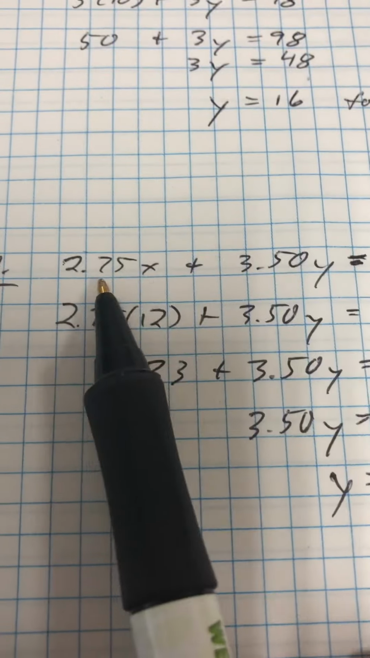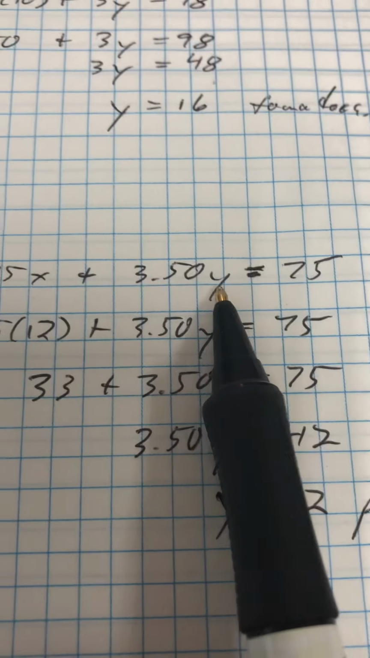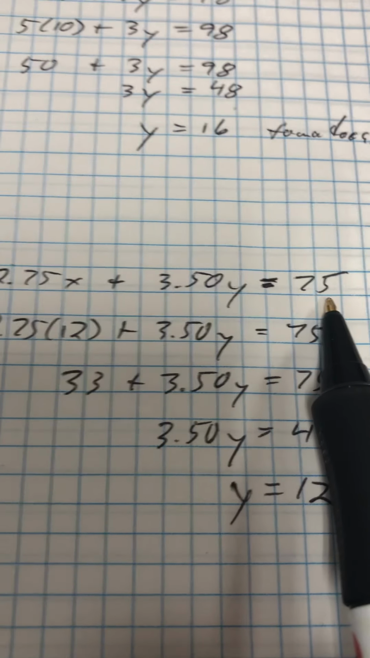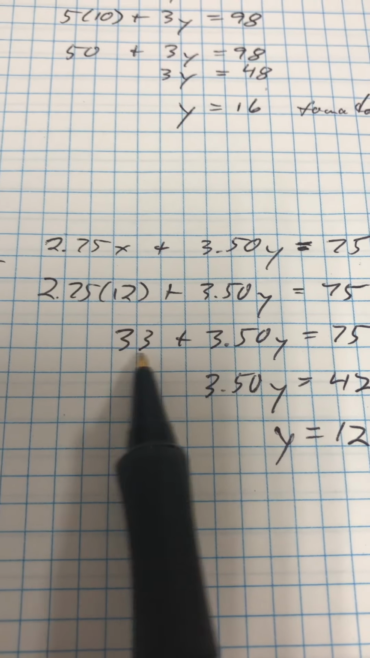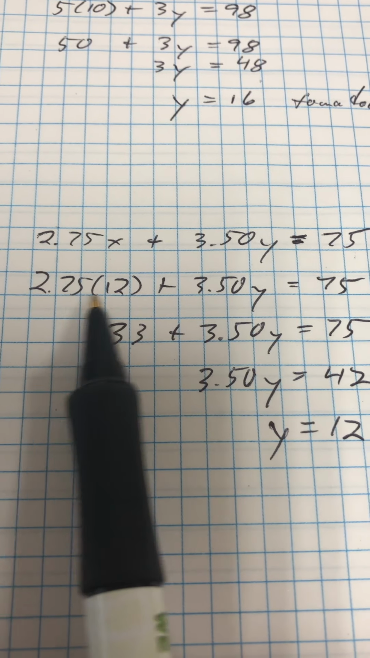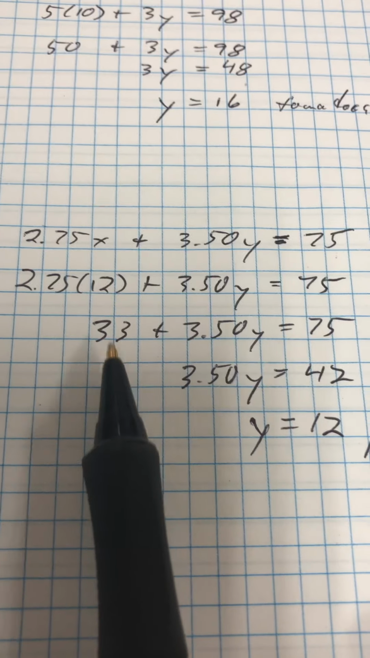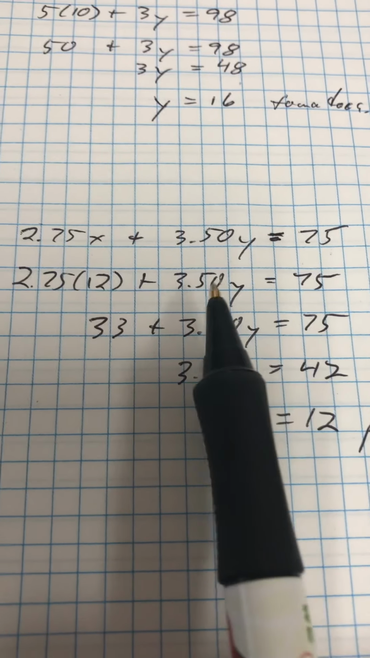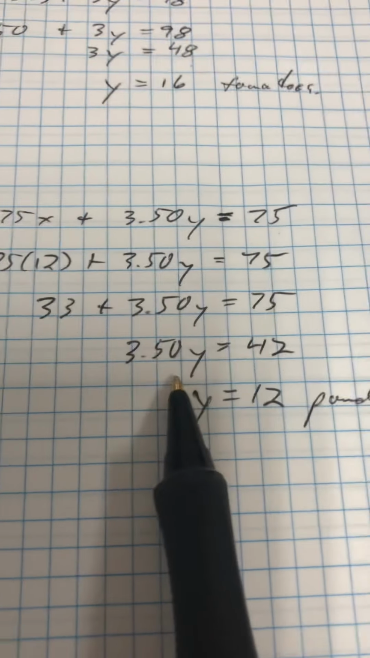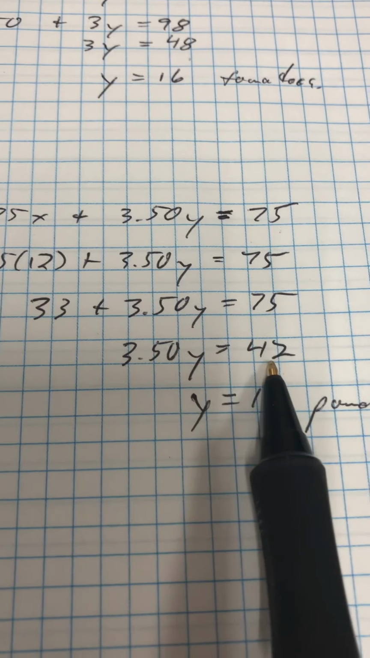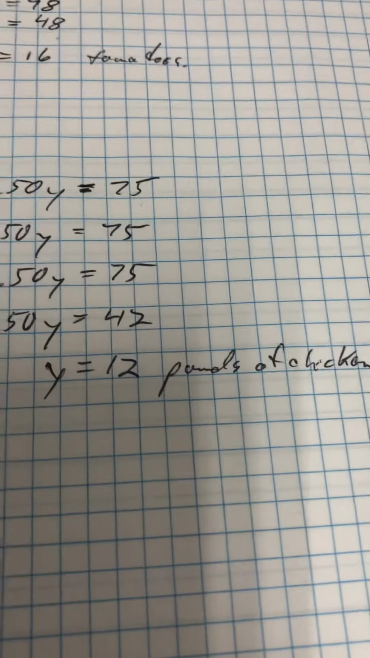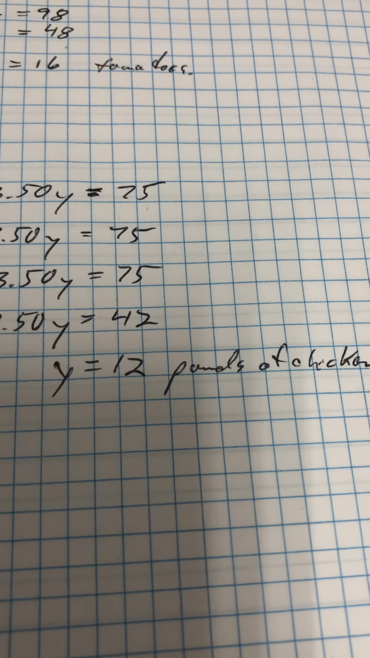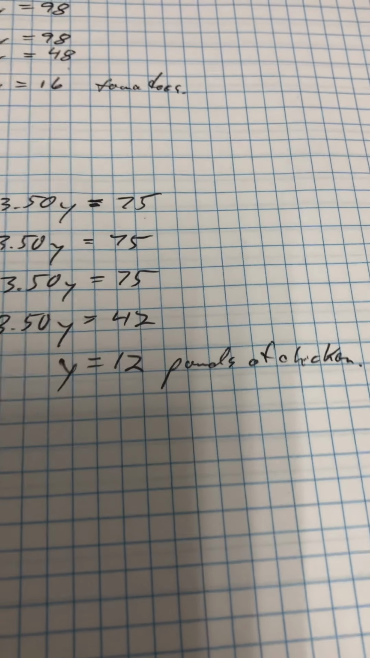So, $2.75 for the hamburger, $3.50 for the chicken, and you've got $75 to spend. There are 12 pounds of hamburger already bought, so that would be 33. 2.75 times 12 is 33. I subtract 33 from both sides to get the 350y by itself. I divide both sides by 350 in order to get the y by itself, and that tells me 12 pounds of chicken also. So you can get 12 pounds of chicken and 12 pounds of hamburgers.